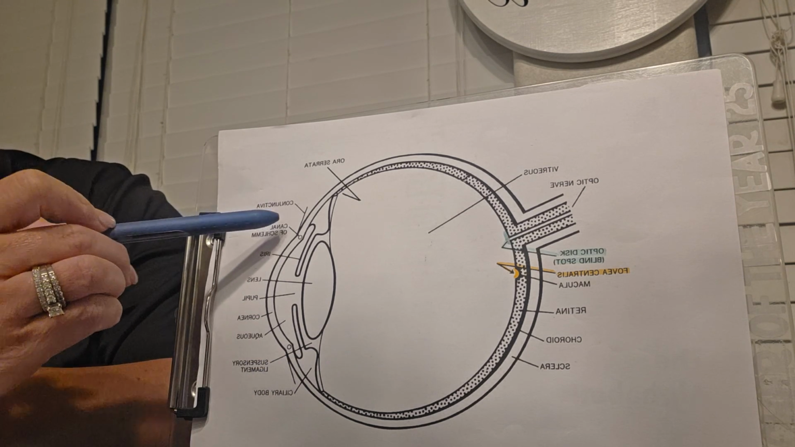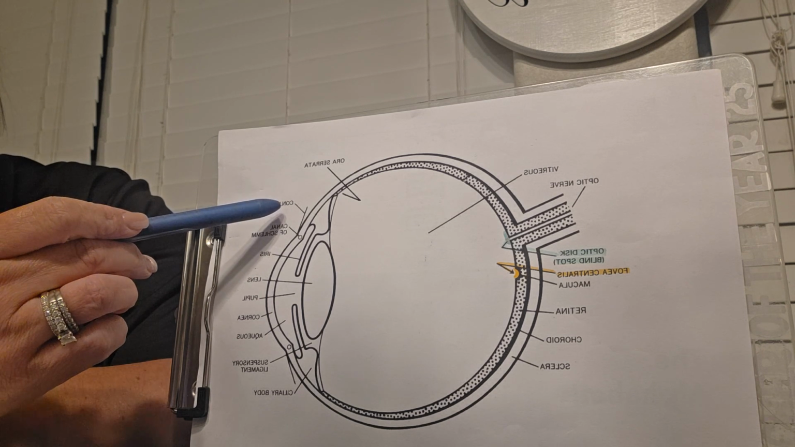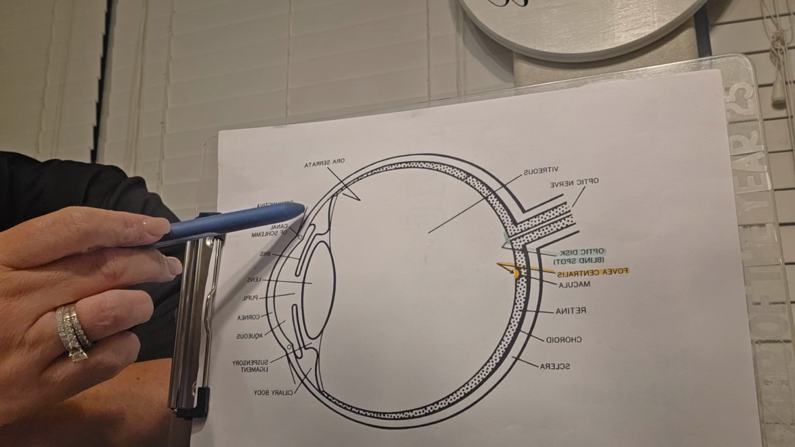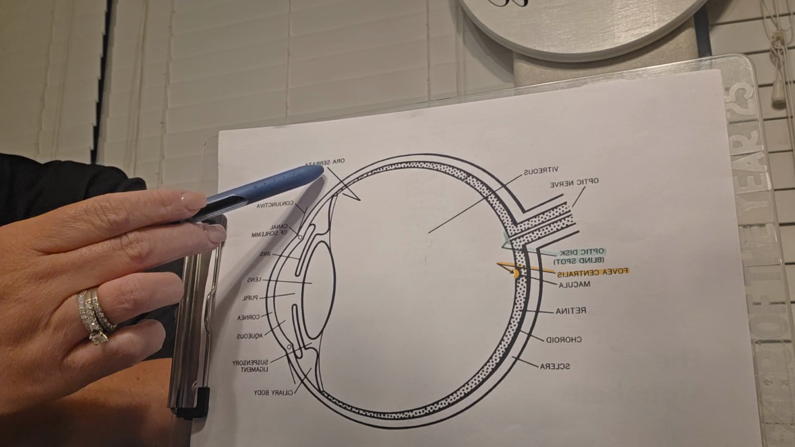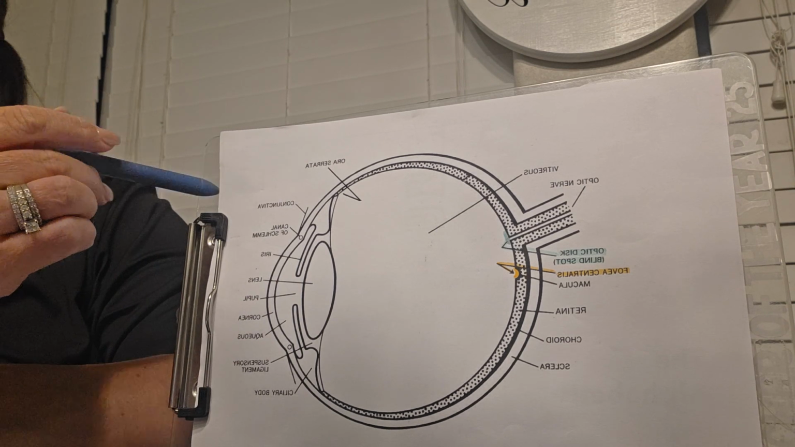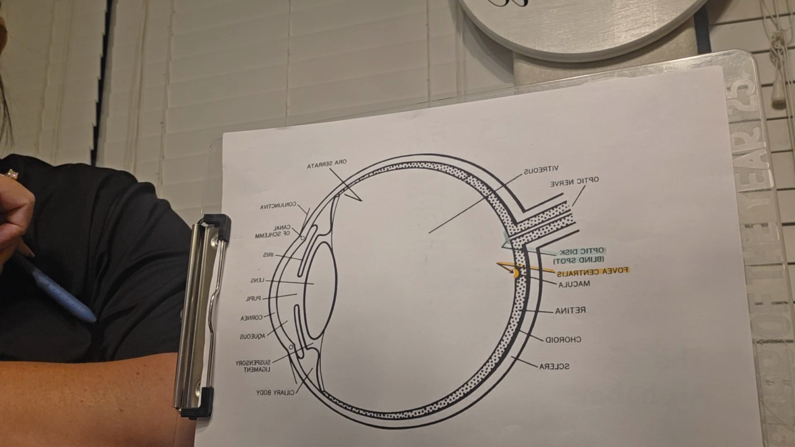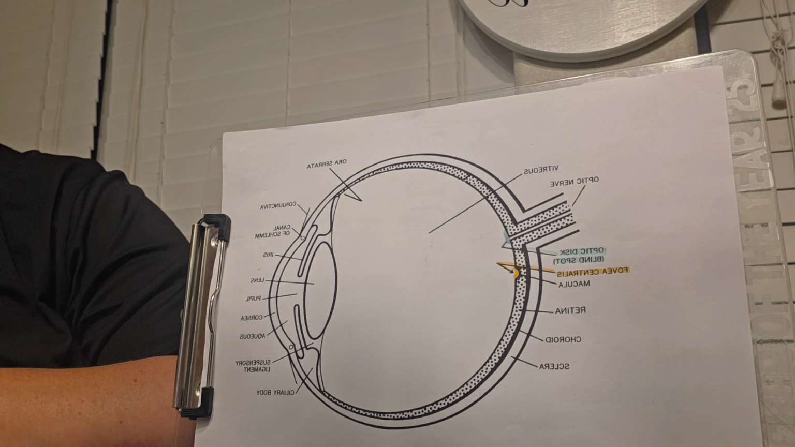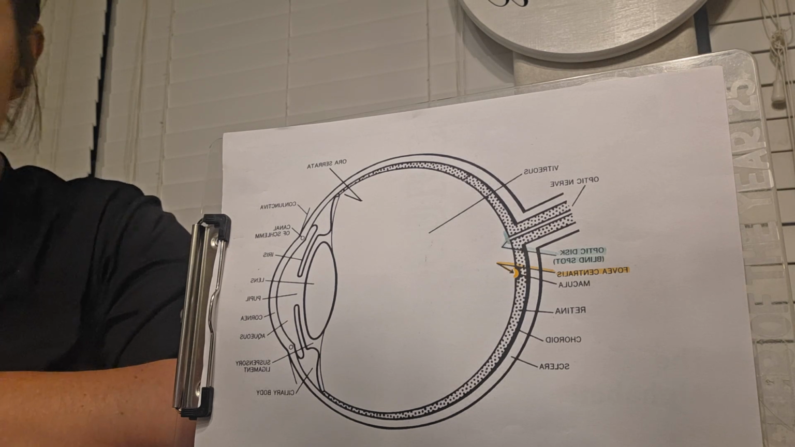Up at the top here we have the conjunctiva, and this is a thin membrane covering the front of the eye. The ora serrata is at the top up here. You can see this is the border where the retina and the ciliary body meet each other. It defines the anterior limit of our retina.